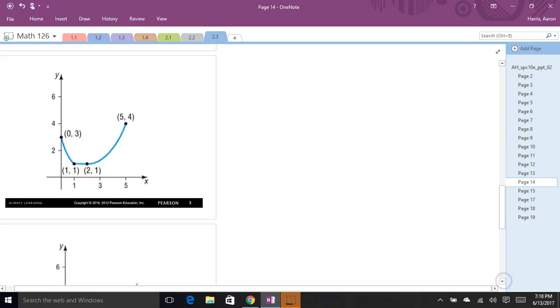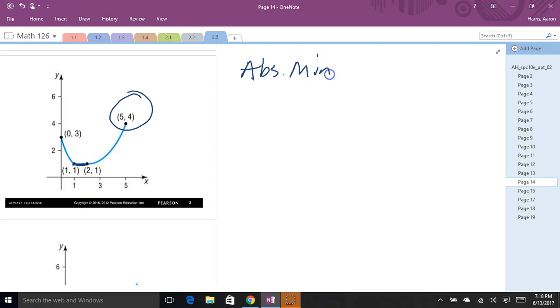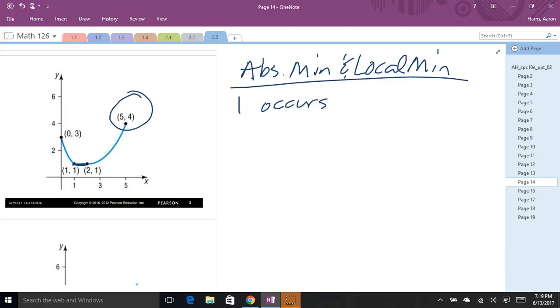Okay, let's move down to here. Absolute max, right there, there's our absolute max. And notice right here we're constant. It stays constant right through here. I can draw on it. There we go. Stays constant right through there. So that is an absolute min as well as a local min. It is 1, that's the y value of 1, and it occurs on an interval from an x value of 1 up to an x value of 2 is where that absolute min, which is also a local min, occurs there.